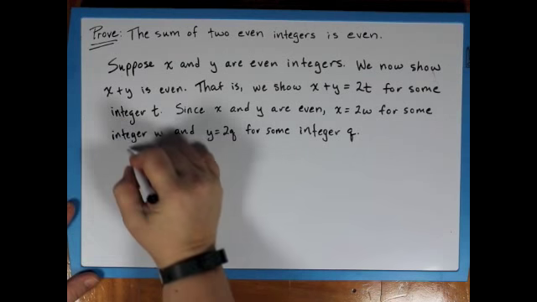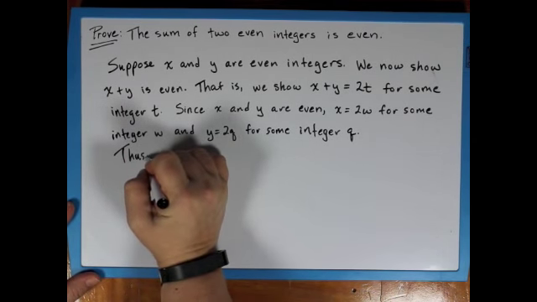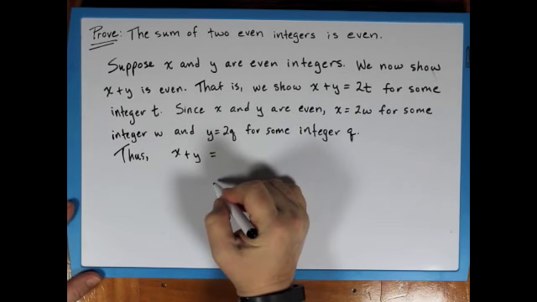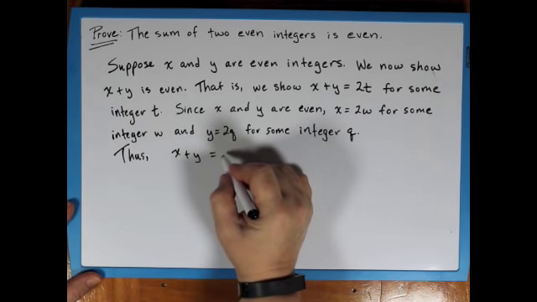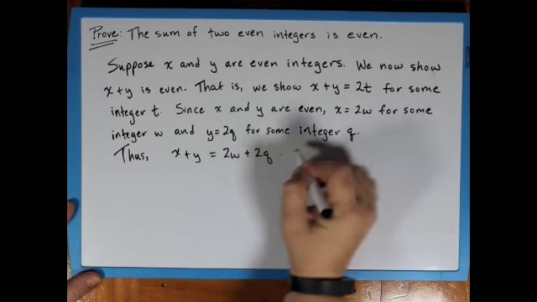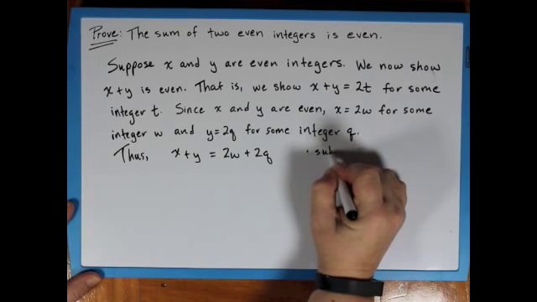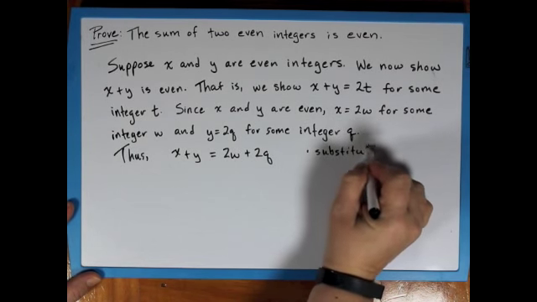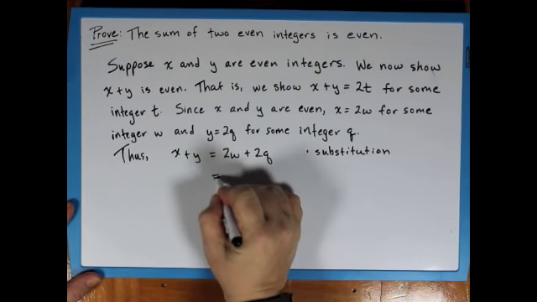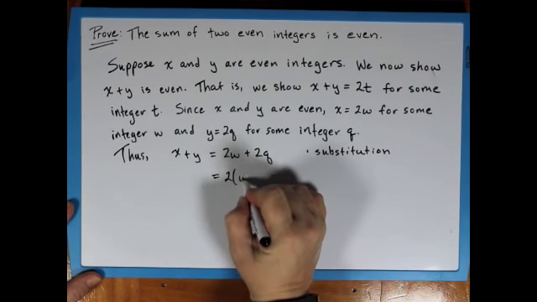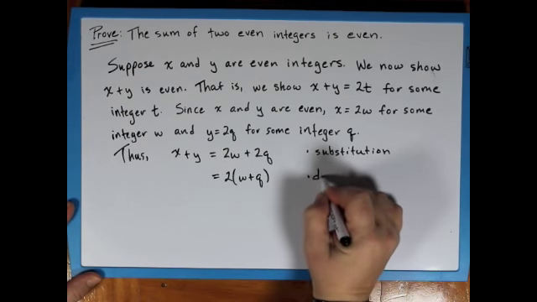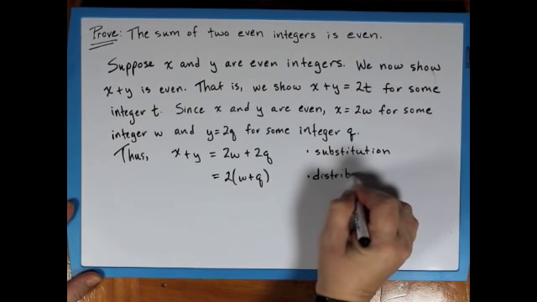Okay, thus x plus y will equal, well, if I replace x with 2w and y with 2q, I have what you call a direct substitution. So I put my justification over here on the right for that step. Now I'm going to factor out the 2. And that's just using what's called the distributive property.